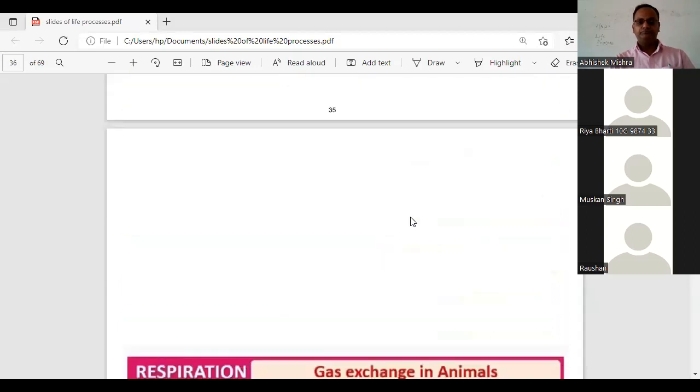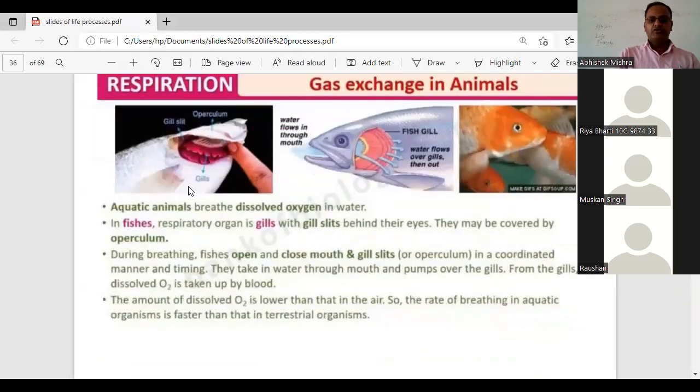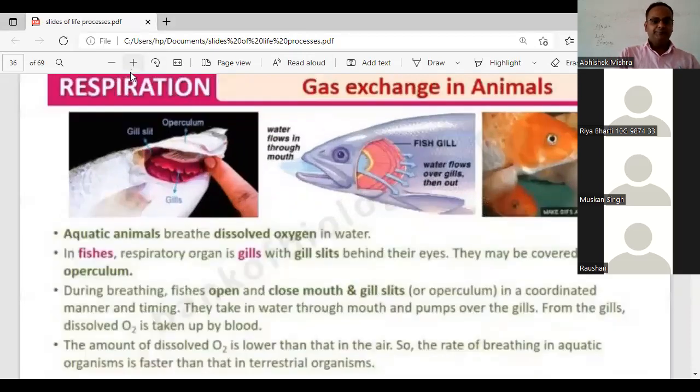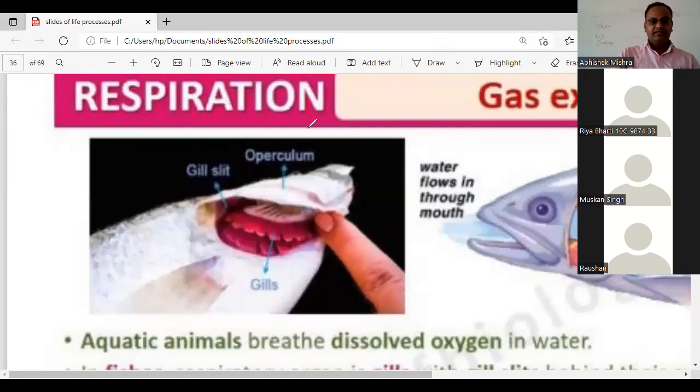Is it clear to all, this part? Okay. And students, whenever we are talking about gaseous exchange in case of animals, for example, the aquatic animals breathe the dissolved oxygen in the water. In fishes, the respiratory organ is the gills. It may be covered by the operculum. This part you can see in the diagram which is being highlighted over here. You can see in this diagram that this part is the operculum, which can be slightly moved upward to see the gill and the gill slits. So this part is the gill.